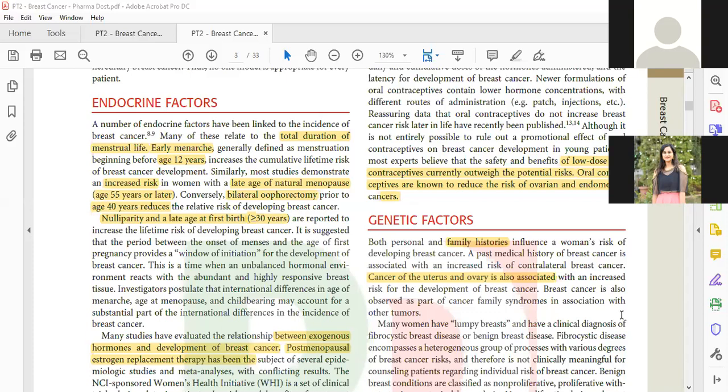Or now the trend is increasing, where the female doesn't get married even till late, like 35 years of age. Even this increases the risk of breast cancer. If the first birth of a baby is after 30 years of age, that again has been reported as an increased risk of breast cancer. So these are some of the risk factors related to endocrine.